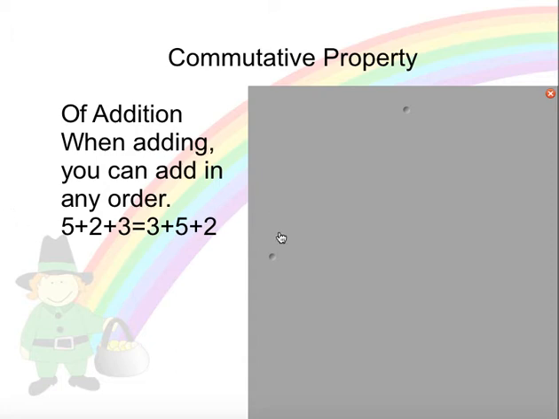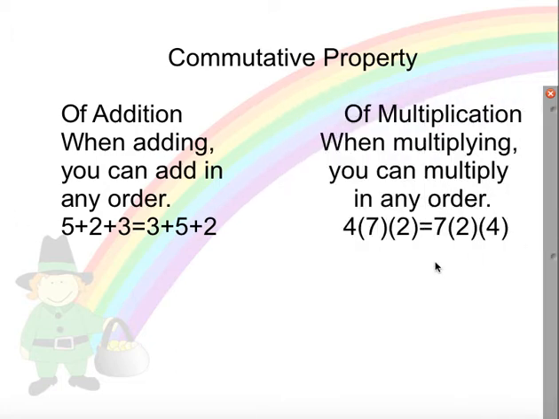So we have the commutative property with both addition and multiplication. And what these are saying is that when we are adding things, all right, so 5 plus 2 plus 3, or 3 plus 5 plus 2, those will give us the same sum. We can add in any order, and it will give us the same thing. Same with multiplication. Regardless of what order we have it in, it will end up the same product.